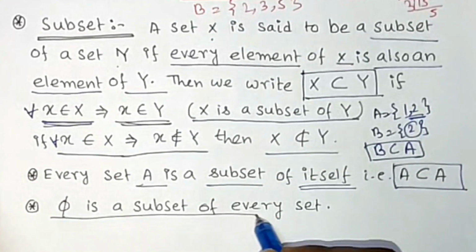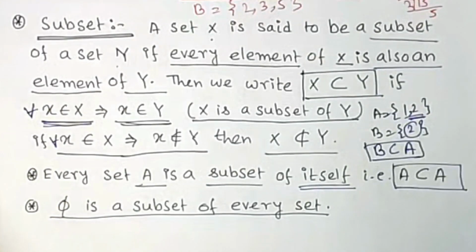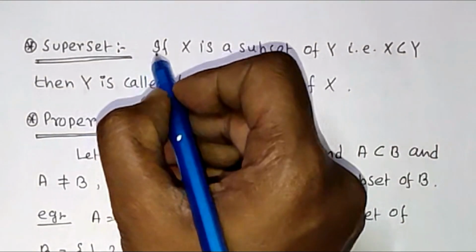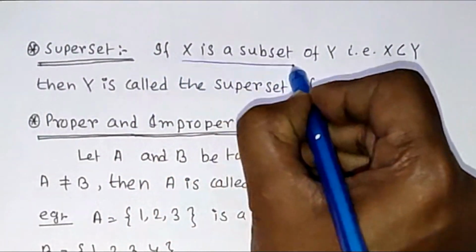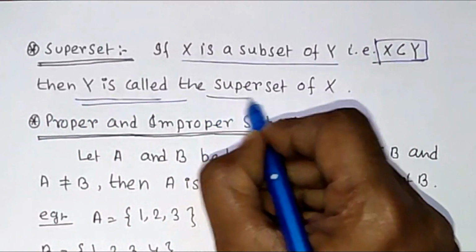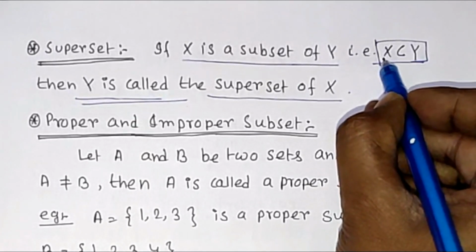Phi is a subset of every set. The empty set phi is a subset of every set. Now in the next topic, superset. If X is a subset of Y, that is X subset Y, then Y is called the superset of X.